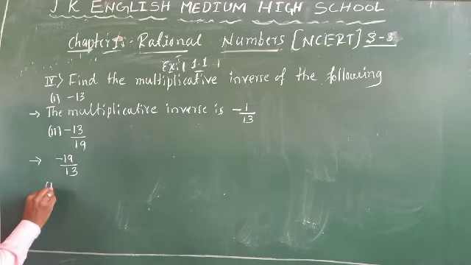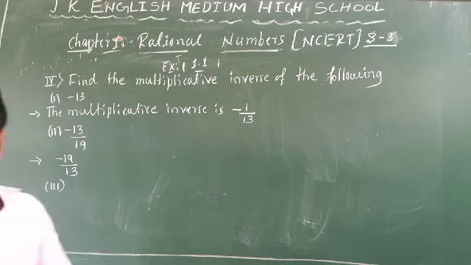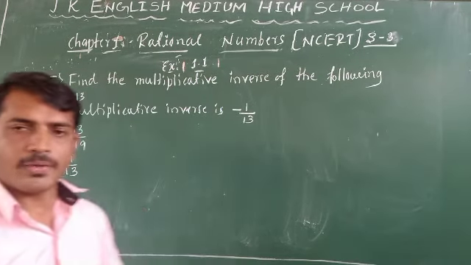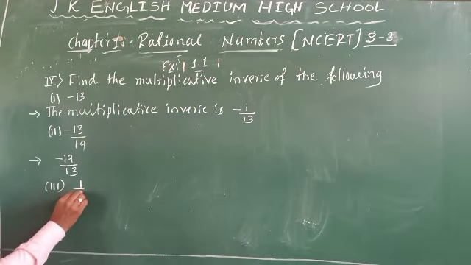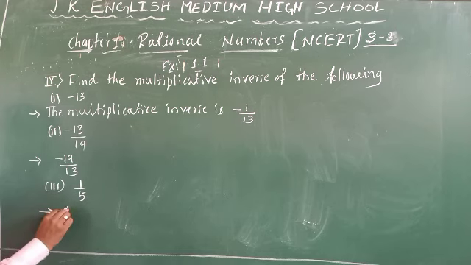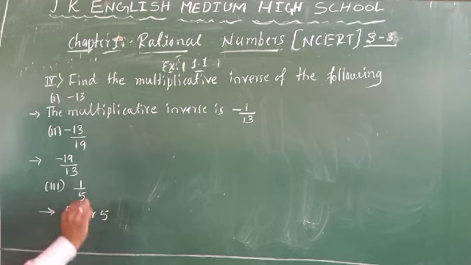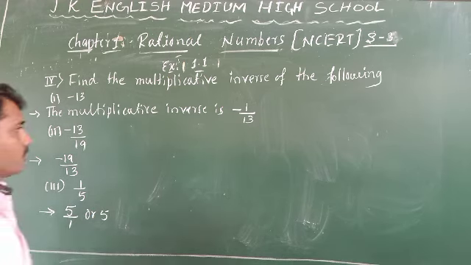Next, question number 3. 1 by 5 is there. So write 1 by 5. What is the multiplicative inverse of 1 by 5? 5 by 1, or we can write only 5.